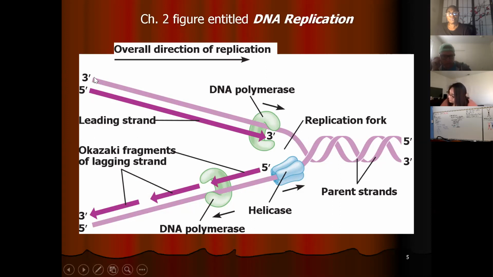It can only, so we're talking about the original strand, head, 3-carbon, the toe, 5-carbon. Here's the toe here for the other original strand. It's got to start here, go to the toe, jump, go to the toe, jump, go to the toe, and that gets you Okazaki fragments. Then you need a third enzyme only on the lagging strand to tie them all together, and that's ligase. Any questions?